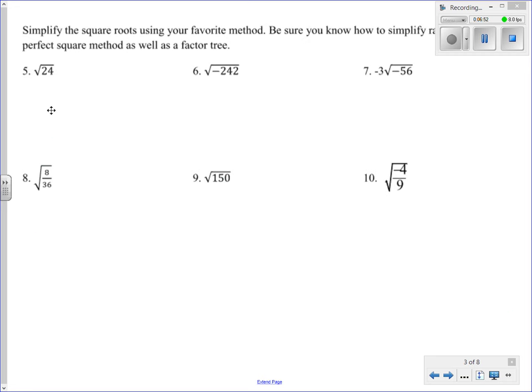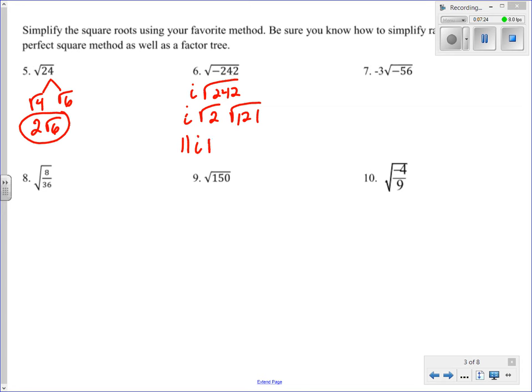Okay, breaking down square roots. So we always want to see if you can find a perfect square. For 24, 4 and 6 work. Radical 4 is 2, and that's as far as we can reduce that one. Whenever we have a negative under our radical, we pull out an i. Radical 242 breaks up into radical 2 and radical 121. Radical 121 is a perfect square. It's 11. So we'll have 11i radical 2 for our answer.